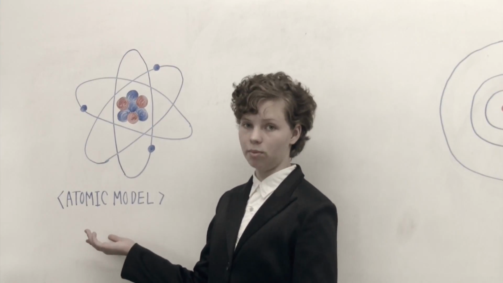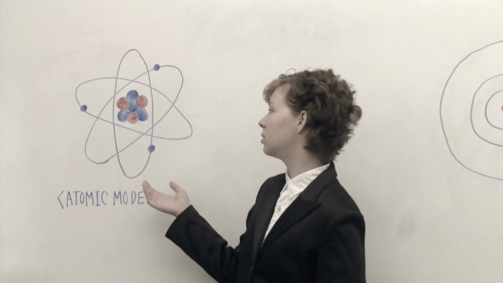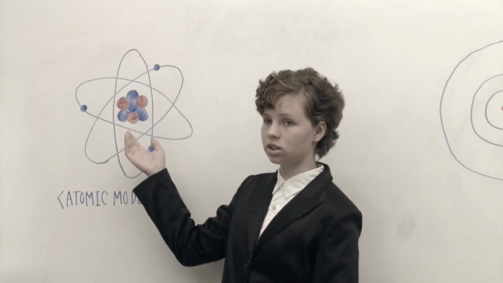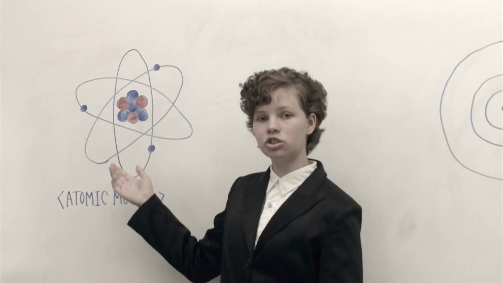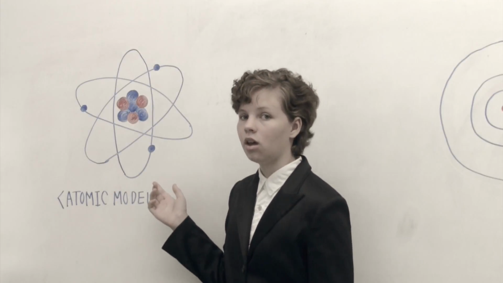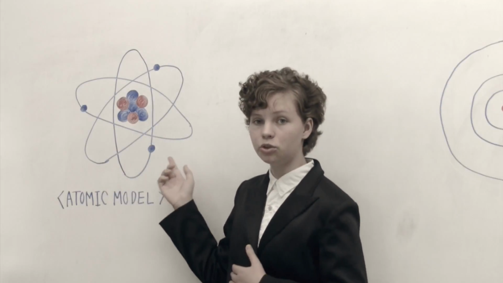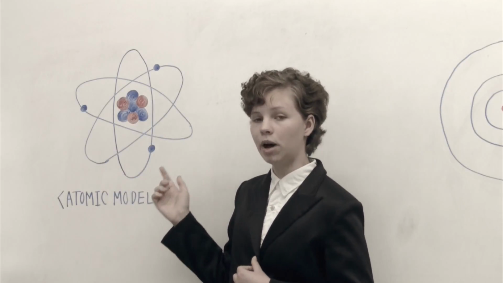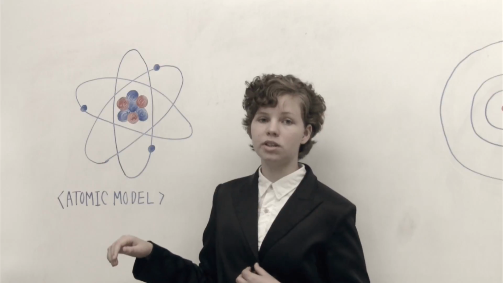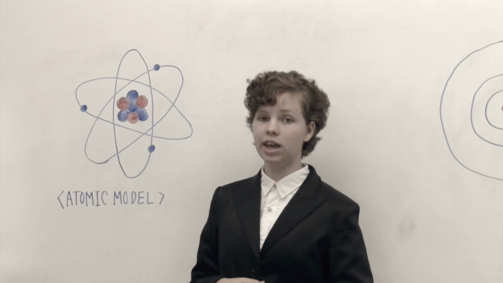This is a picture of the atomic model. It shows the atom as a positively charged nucleus surrounded by negatively charged electrons. I discovered that the electrons travel in separate orbits around the nucleus, and that the amount of electrons in the outermost orbit determine the properties of the element.